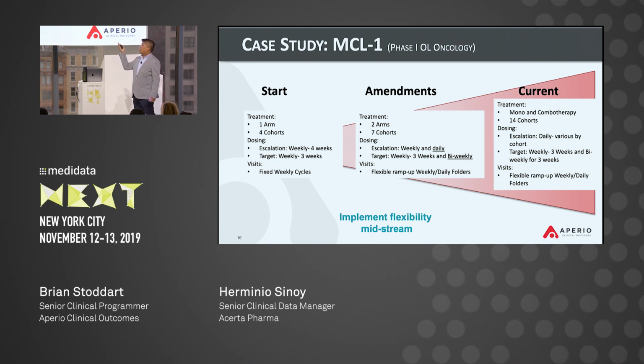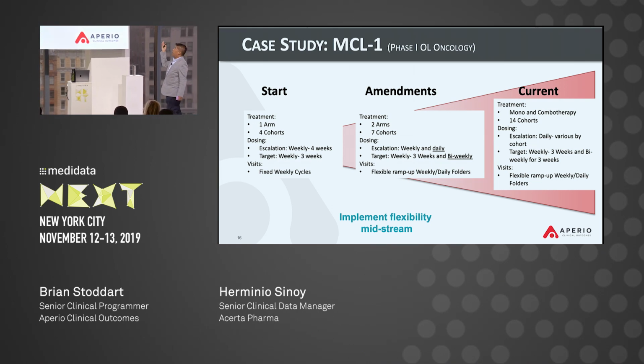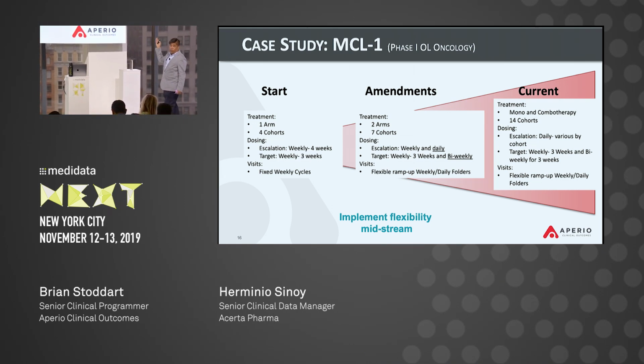And the visits were going to be flexible based on the type of dose acceleration and then the target dosing schedule. And then we ended up with, now we have mono and combo therapy. We have 14 cohorts, again, based on dose levels. And then the dosing, daily escalation, we don't have weekly dose escalation anymore. And then the target cycles are weekly and bi-weekly, and it may change again over the course of the study.